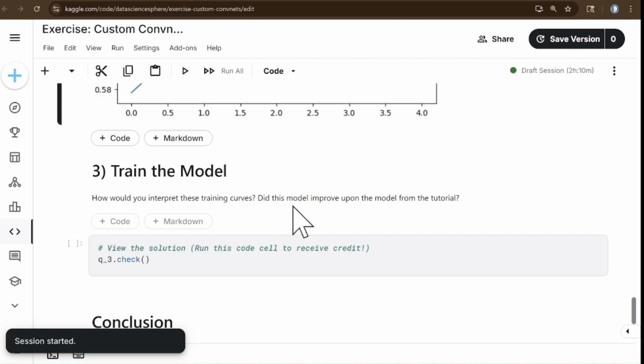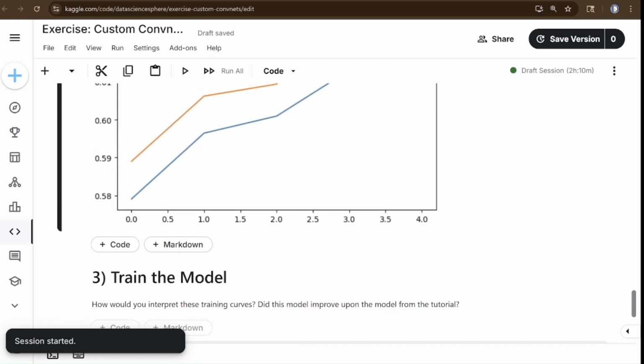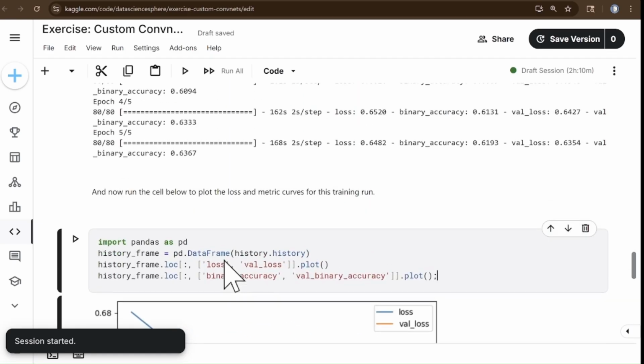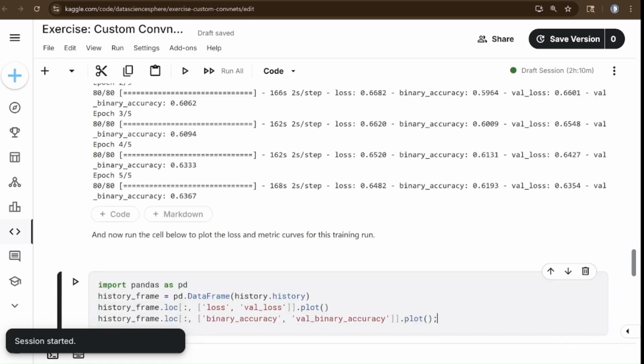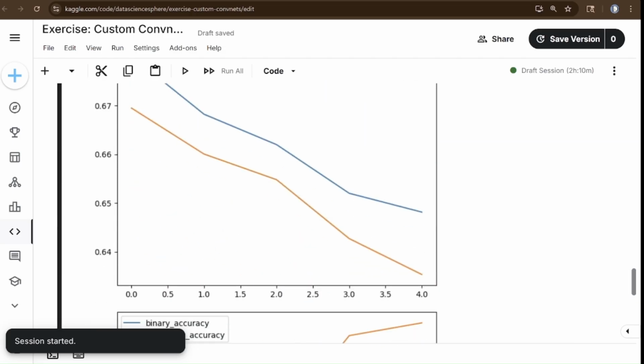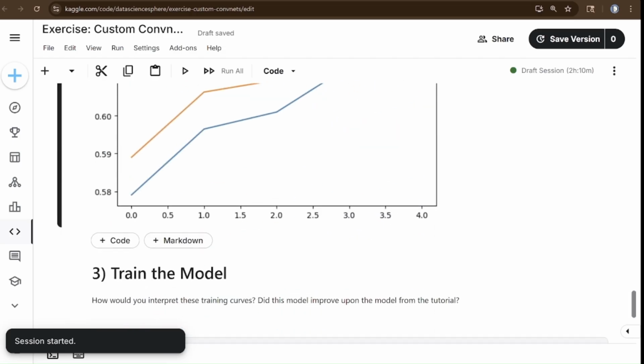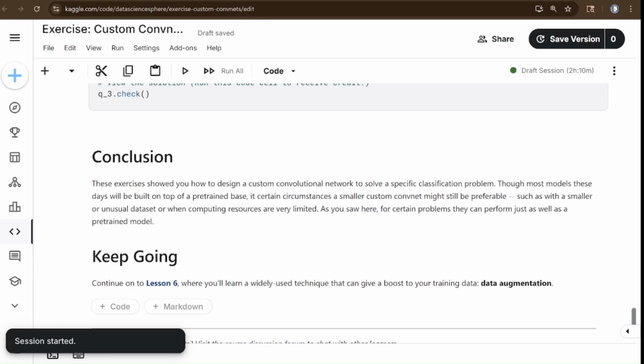Now how would you interpret these training curves? Did this model improve upon the model from the tutorial? It has not improved, but if you increase the epochs and give it more time to do the training, then it will improve. So this exercise showed you how to design your own convolutional network to solve any classification problem.